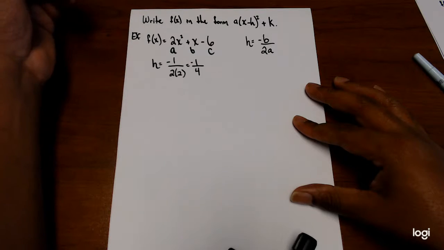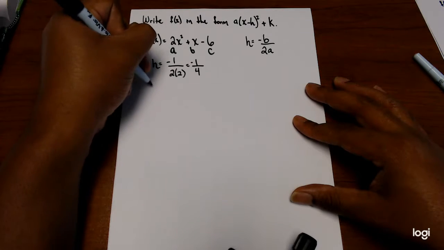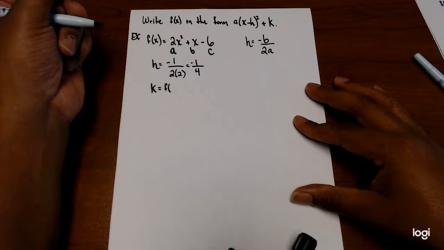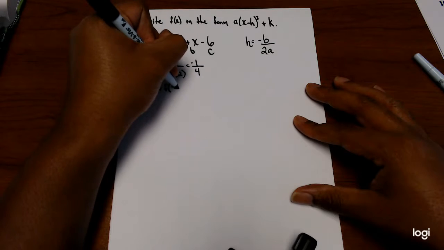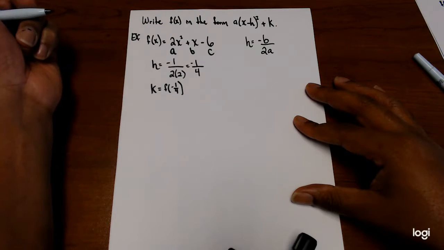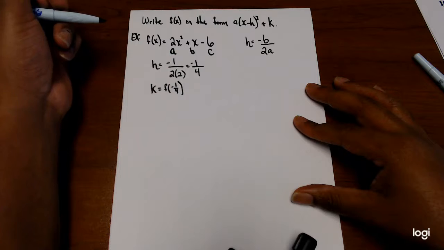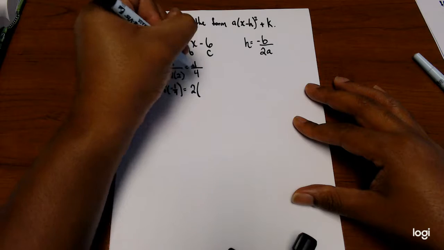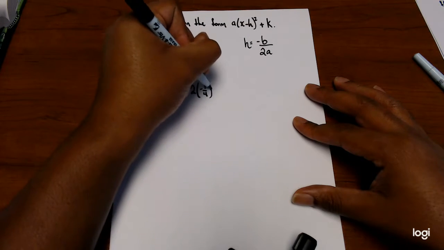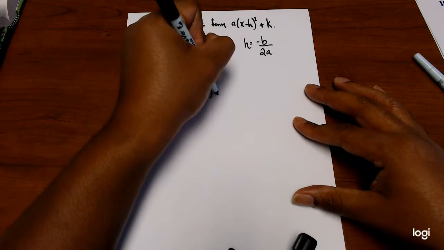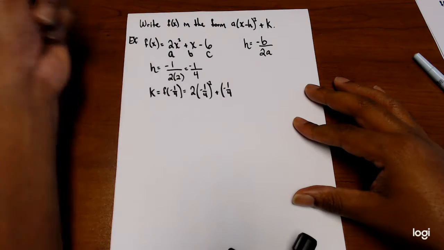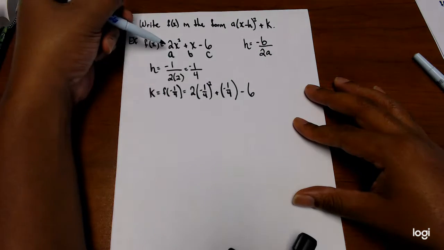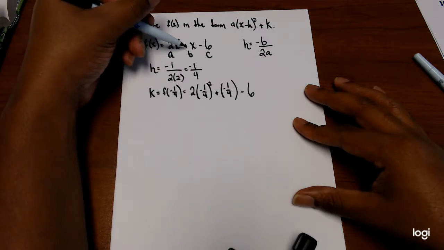We don't have a special formula for k because remember, k is just equal to f of h, which in this case is negative 1/4. So I told you we couldn't really get away from the fractions, but at least we're not completing the square. So this is 2 times negative 1/4 squared plus negative 1/4 minus 6. You see where we're getting that from? We're just plugging in negative 1/4 for this x and for that x right there.